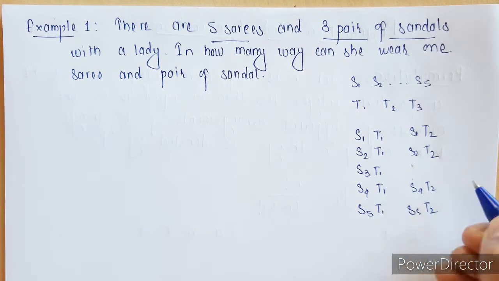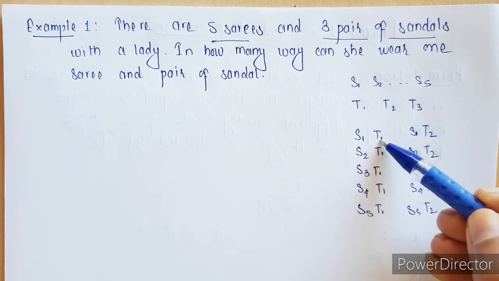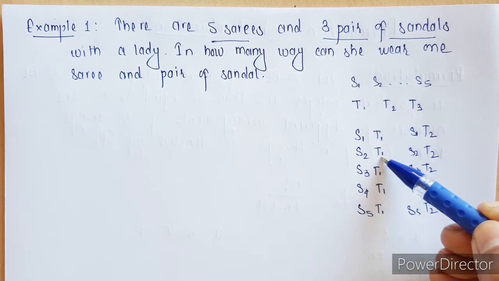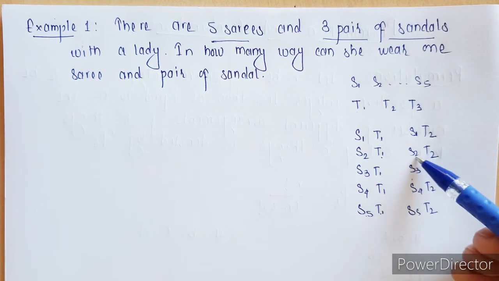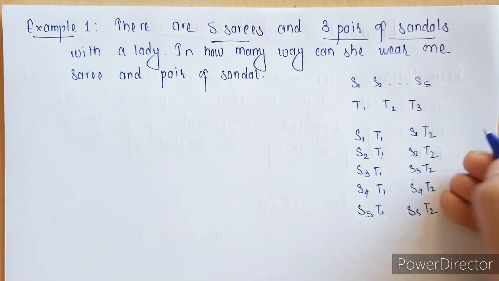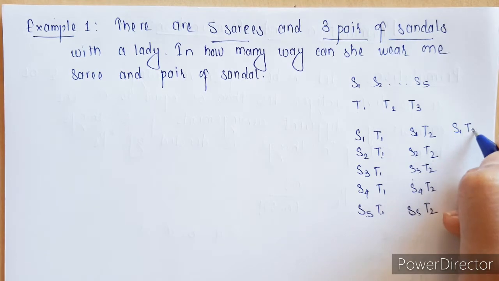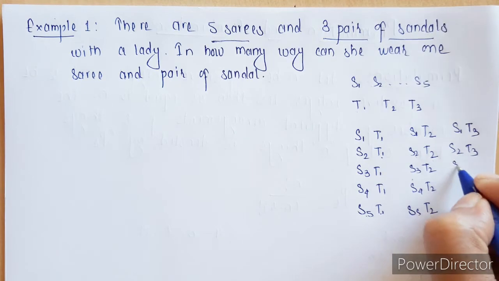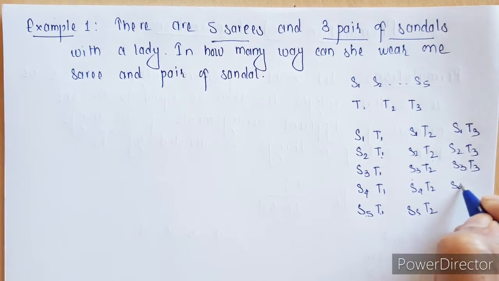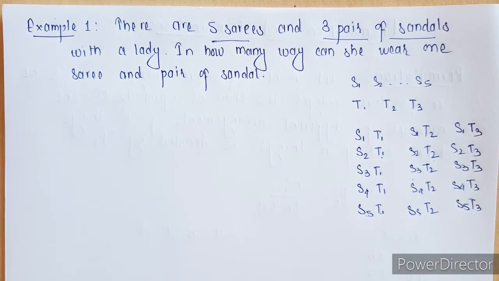Let me complete this, right? So she can wear first sari, first sandal, second sari, first sandal, okay? Similarly, fifth sari, first sandal, or she can only change the sandal, like first sari, second sandal, second sari with the second sandal. Then there is another option, she can go with first sari and third sandal, or second sari with third sandal, right? And she can just change it with the sandals, right?